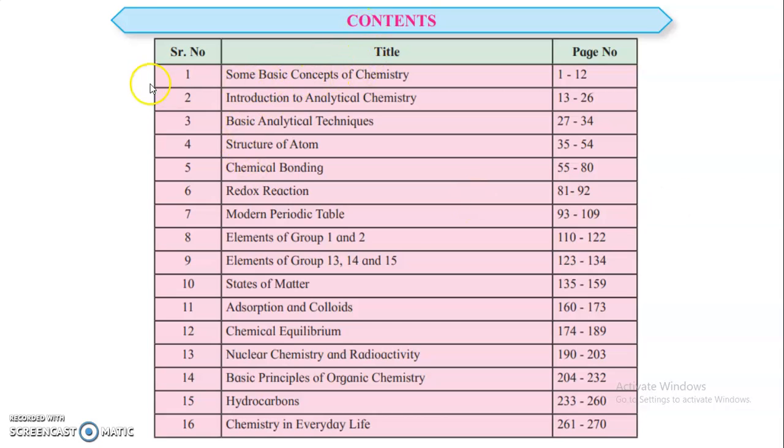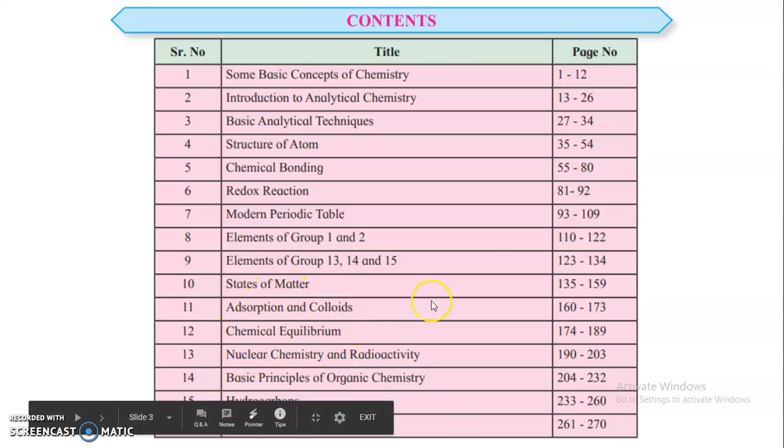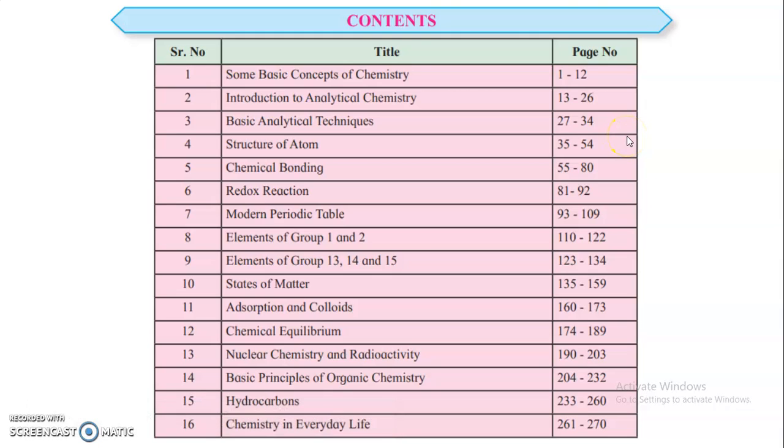Okay, the contents of 11th chemistry are: the first chapter is some basic concepts of chemistry and introduction to analytical chemistry, basic analytical techniques, structure of atom, chemical bonding, redox reaction, modern periodic table, elements of group 1 and 2, elements of group 13, 14 and 15, states of matter, adsorption and colloids, chemical equilibrium, nuclear chemistry and radioactivity, basic principles of organic chemistry, hydrocarbons, chemistry in everyday life. So firstly we are starting some basic concepts of chemistry.